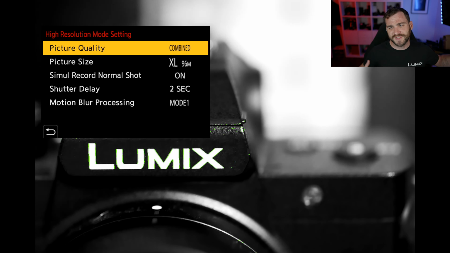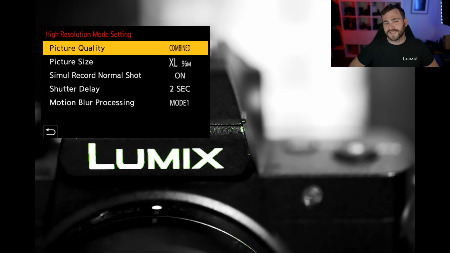Next up, we've got high-resolution shot mode. On the S5 Mark II, the high-resolution shot mode is designed for use on a tripod. We do not advertise it or claim that it can be used for handheld. If you need handheld high-resolution shot, that's where the GH6 comes in.